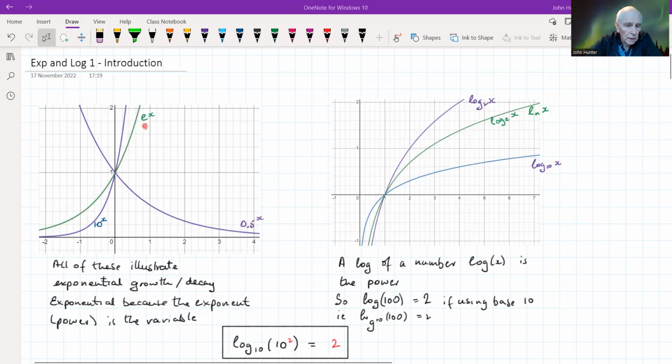And this green one is e to the power of x, where e is Euler's number. It's an irrational number. I'm going to come back to that in a minute, but its value is about 2.8. So you notice all these graphs evaluate to 1 when x is equal to 0. That's because anything to the power of 0 is 1.